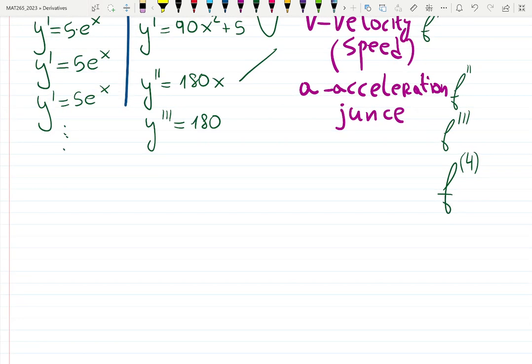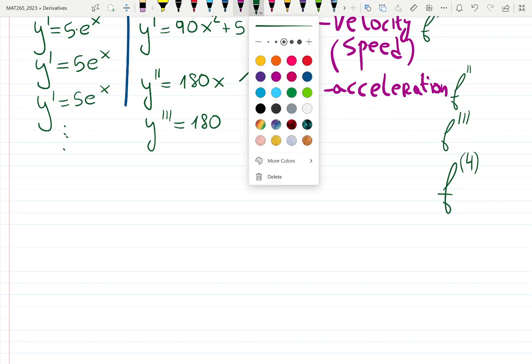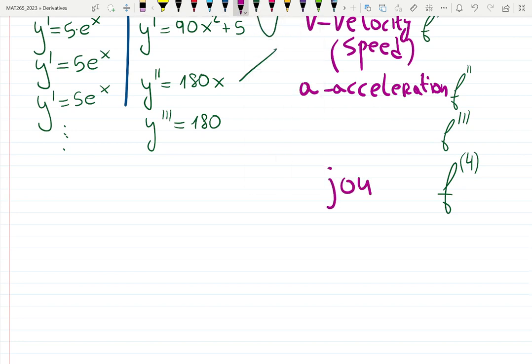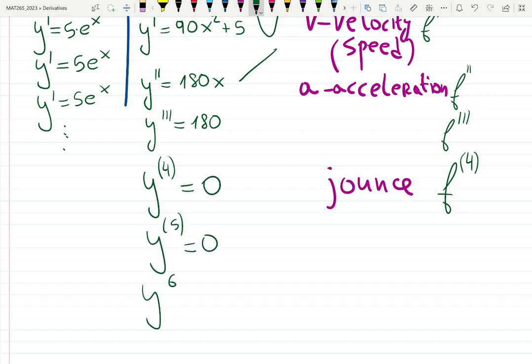That is going to be the fourth derivative. So it is, we just checked, jerk. And then what is the fourth derivative for this example? 0. What is the fifth derivative? 0, and so on. So it's because it's a constant.